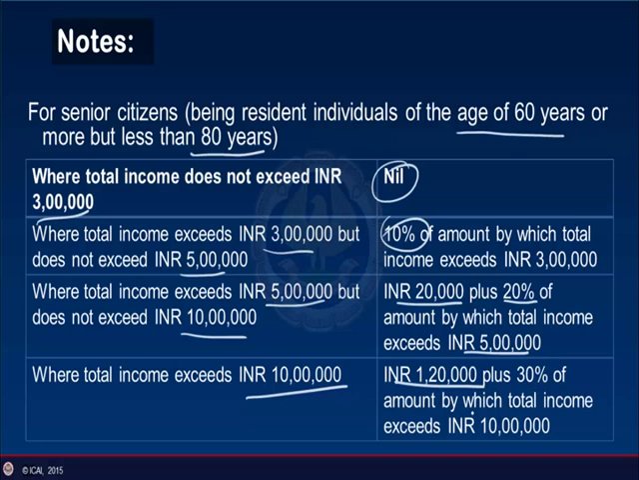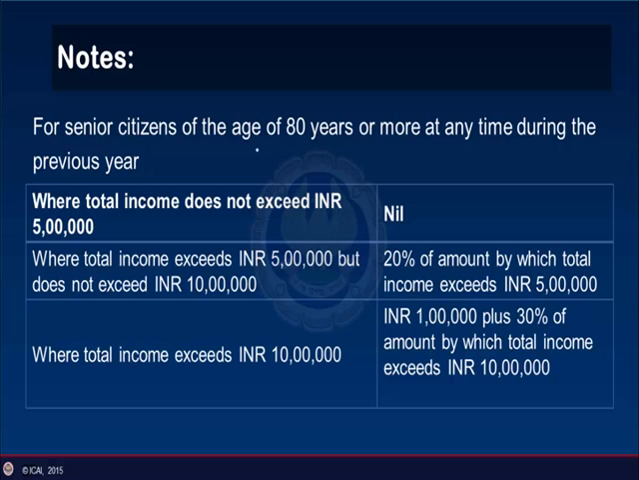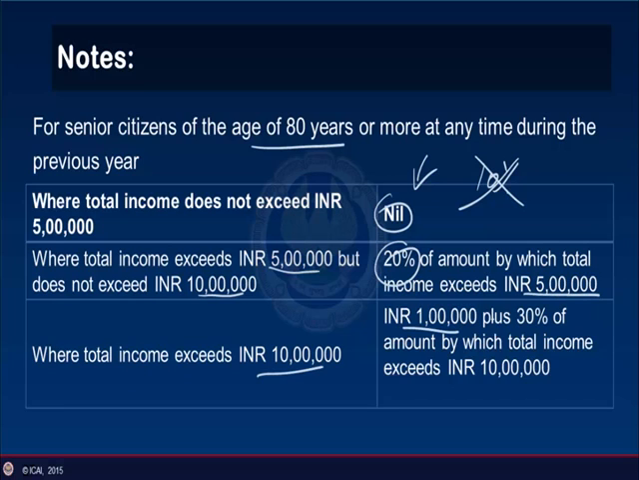For the senior citizen who is over 80 years, the slab is as below. In this case, there is no 10%. So up to 5 lakhs, nil. Less than 10 lakhs but over 5 lakhs, 20% of the amount exceeding 5 lakhs. And where the total income exceeds 10 lakhs, then 1 lakh plus 30% of the amount which exceeds 10 lakhs.